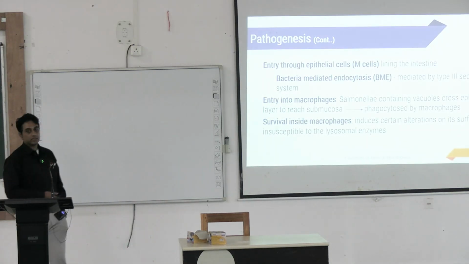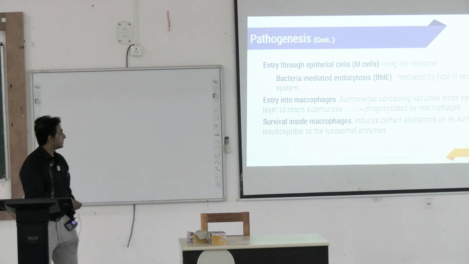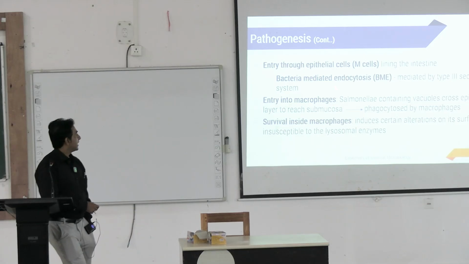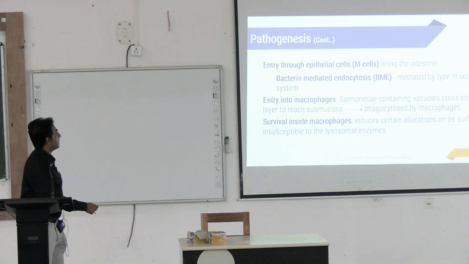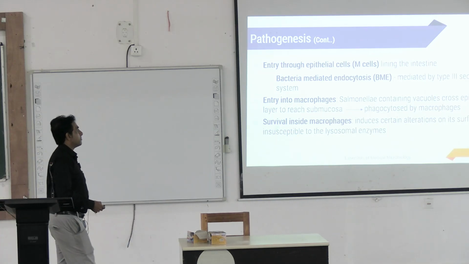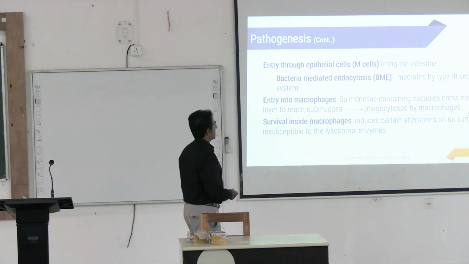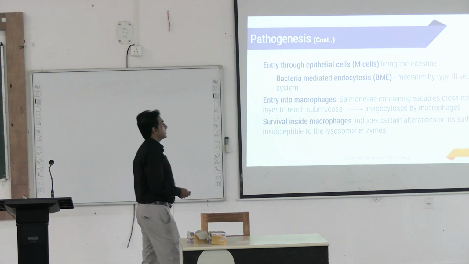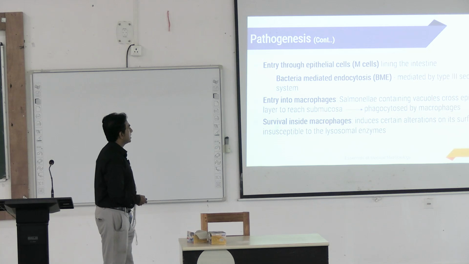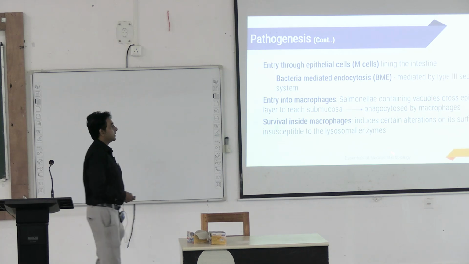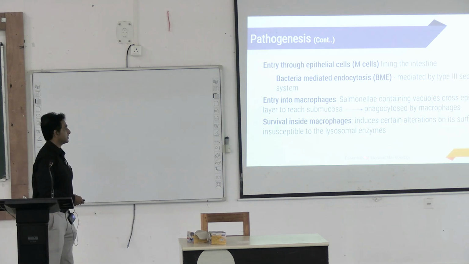Pathogenesis. The pathogenesis is very important. This comes in the exams. The bacteria take entry through the epithelial cells, the M cells lining the intestine. Then there is bacteria-mediated endocytosis mediated by the type 3 secretion system. Then they enter into the macrophages. Salmonella-containing vacuoles cross the epithelial layer to reach the submucosa, and then they are phagocytosed by the macrophages.